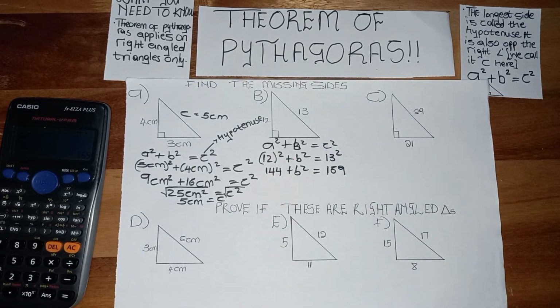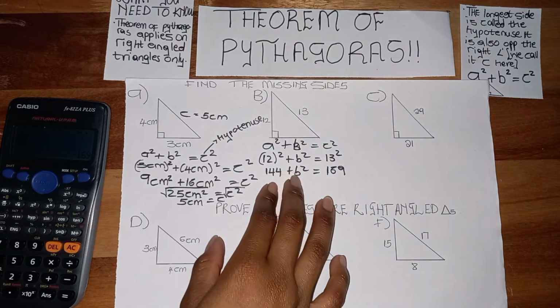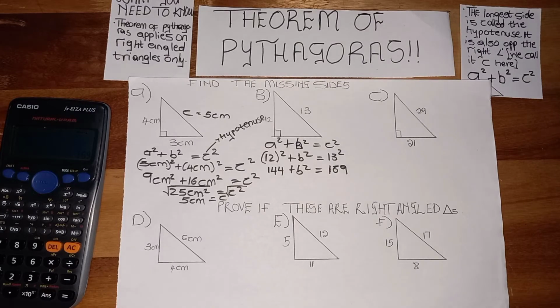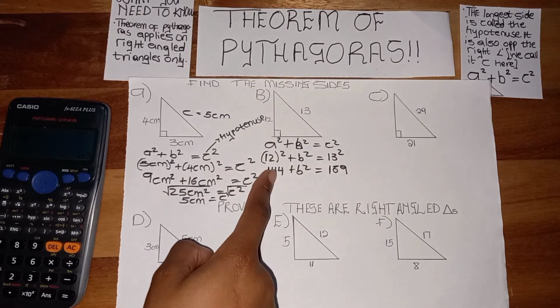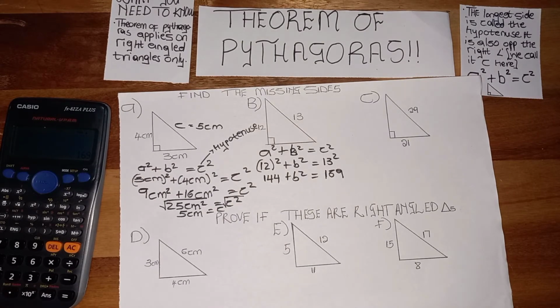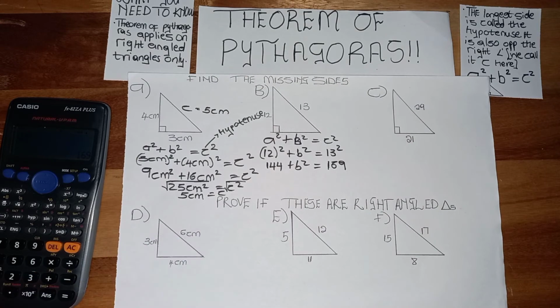169. So as you can see here, you have an equation. So this side, you do not have like terms. You cannot add 144 with b squared because they're not like terms. But if you take 144 to the other side of the equation, it will be able to add or subtract with 169 because they are like terms.